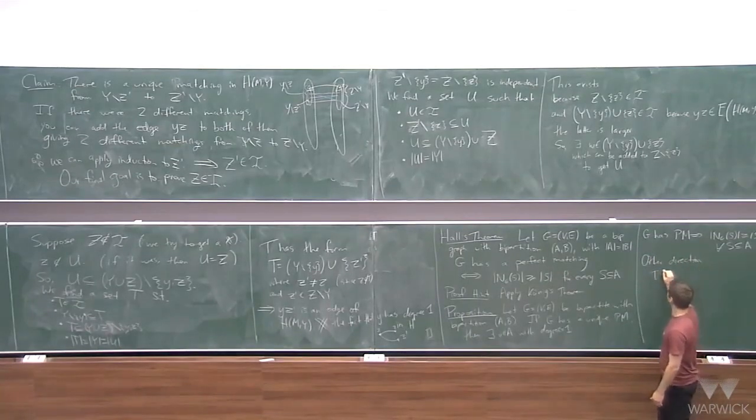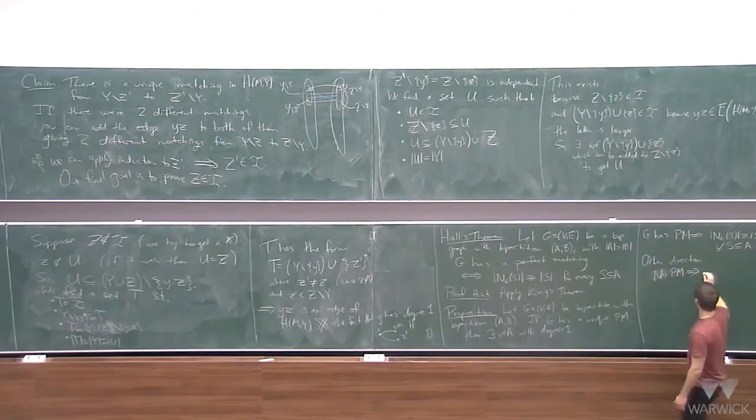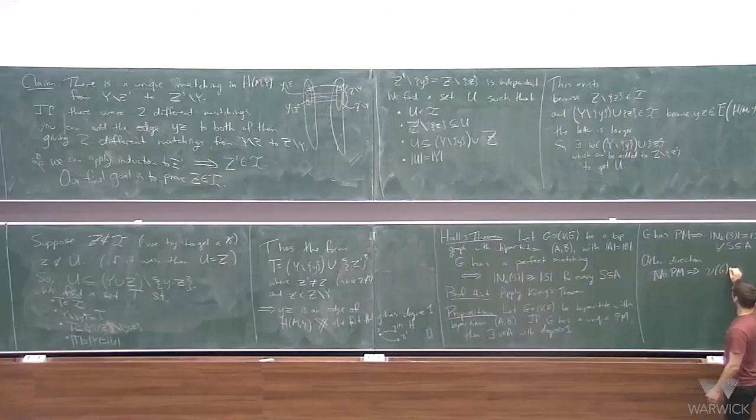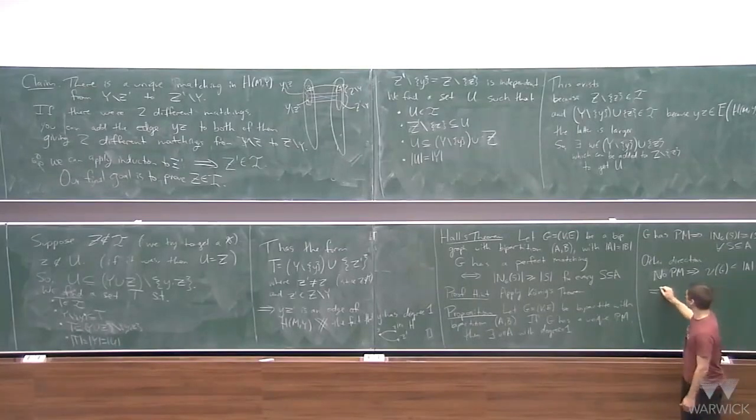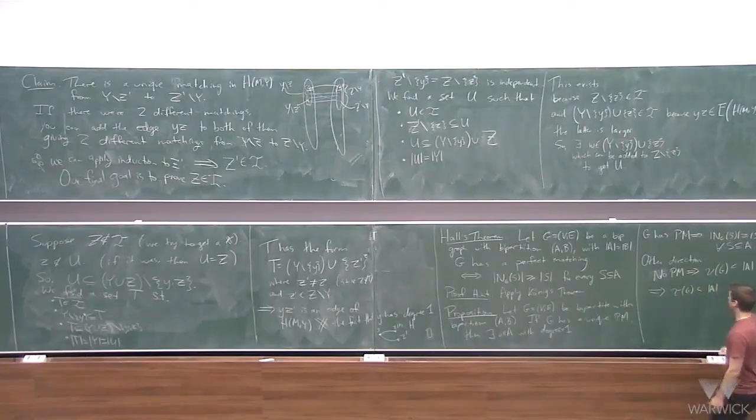For the other direction, no perfect matching implies that the matching number of G is less than the size of A. So this is the size of the biggest matching in the graph. By Koenig's theorem, this implies that tau of G is less than the size of A because these things are equal. So there's a small vertex cover. So let S be a vertex cover with size smaller than A.